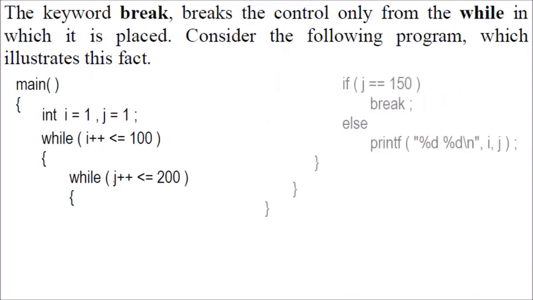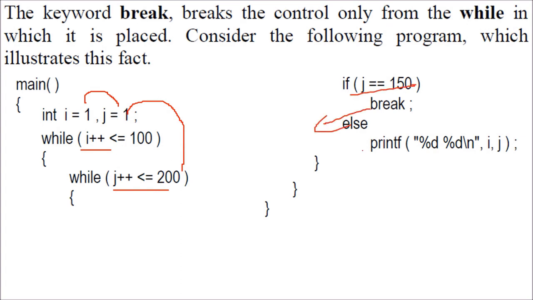So this break, see, we have I equal to 1, j equal to 1, I plus plus less than equal to 100, j plus plus less than equal to 200. Now we know that j is starting from 1 and it goes to 200. At j equal to 150, because j will reach 150, we want to break. Let us break. This is how we break. We don't want to go from 151 till 200.